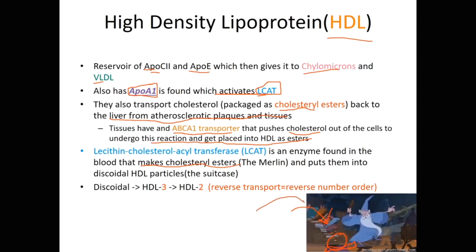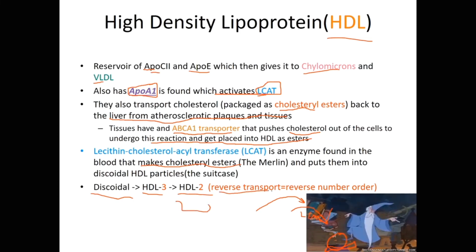The ABC transporter is the guy that spits the initial cholesterol out. The LCAT is the one that makes it into esters so that we can package it into your HDL particle. And so the order is: we have our discoidal, which is our HDL without cholesterol in it. Then we have our HDL3, which has some amount, and then HDL2, which has a lot. HDL2 is the biggest guy, and because HDL is going in the reverse transport, the numbers for these guys actually go in reverse order. So 3 is the smaller one, discoidal is the smallest, and then 2 is the larger. We're actually going down in number.